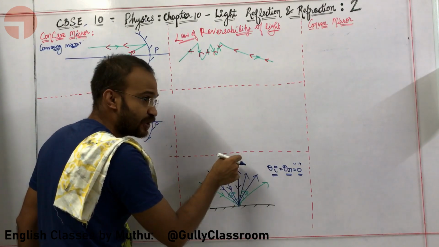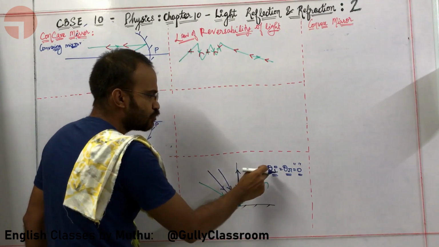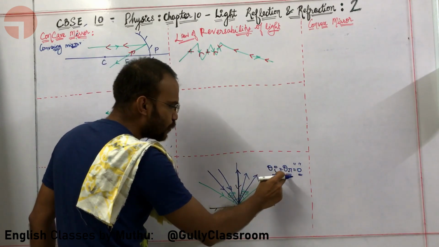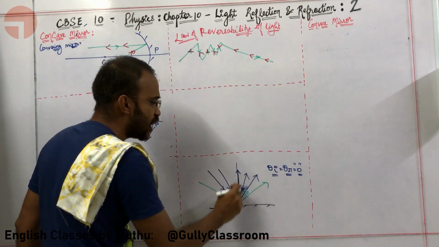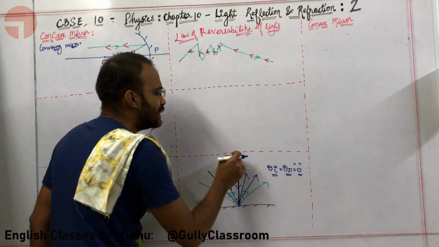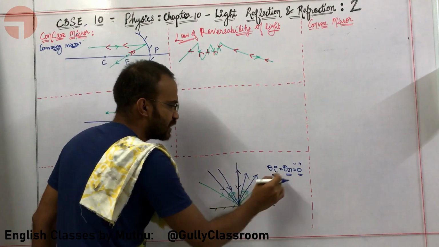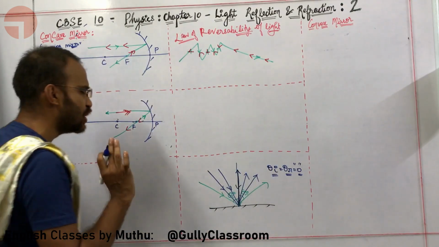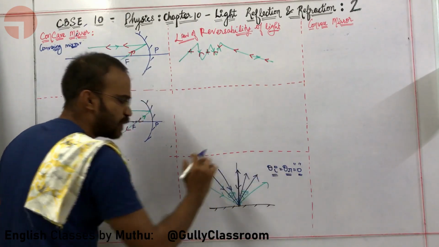Here the incident ray and the normal are one and the same line. So the angle of incidence is 0. The angle of reflection is the angle between the normal and the reflected ray. Here the normal and the reflected ray are one and the same. So once more the angle of reflection is 0. Are you able to understand this particular idea?